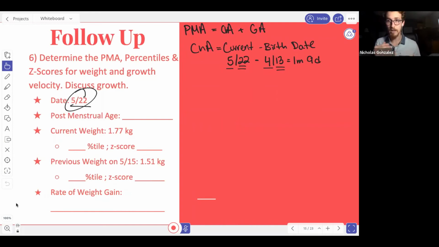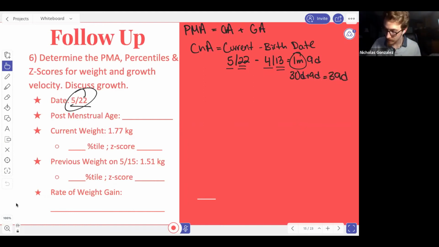But we want that in weeks and days. So we need to look at this 1 month and think, where is this 1 month coming from? Well, the birthday was in April, and we're currently in May. So this infant has surpassed April. Good job. So how many days are in April? We have 30. So that 1 month is going to be equal to 30 days. So it's going to give us 30 days plus 9 days for a total of 39 days.